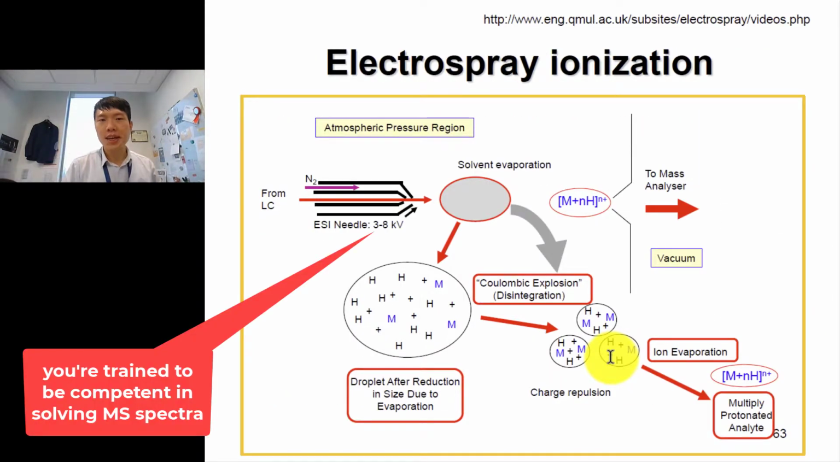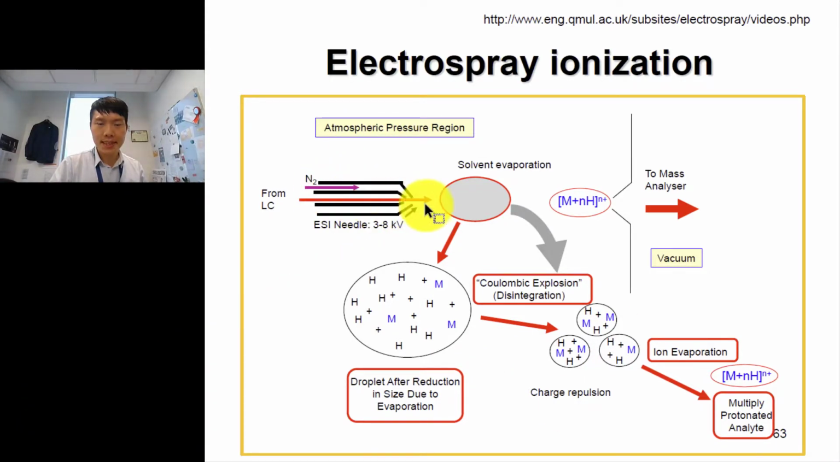Another diagram of ESI here. You see this ESI needle, spray and dispersed solvent vaporization, becomes smaller, charge repulsion, split, ion evaporation, further concentrate, and analyze.